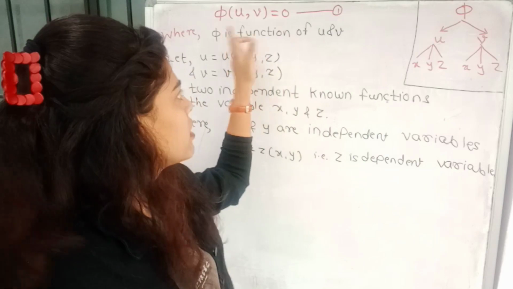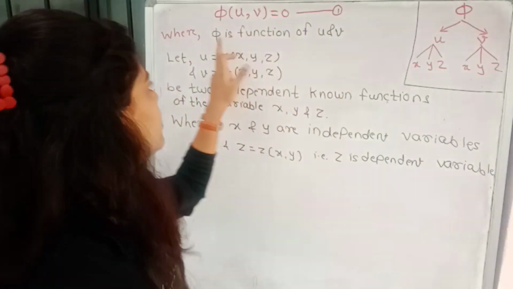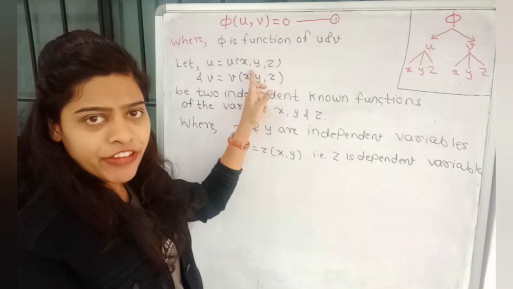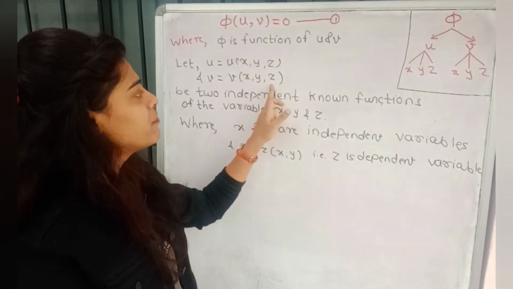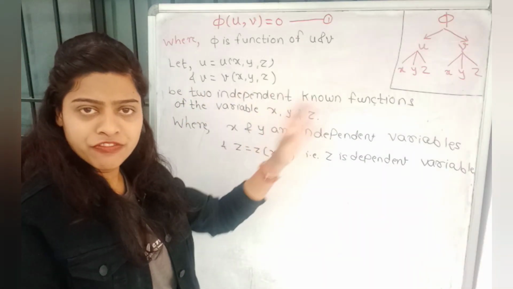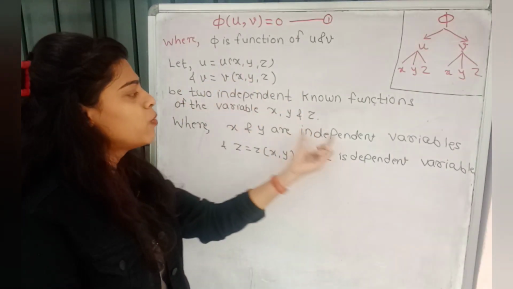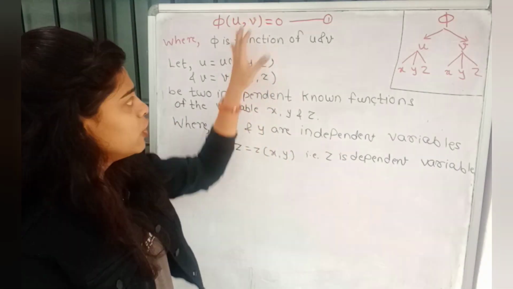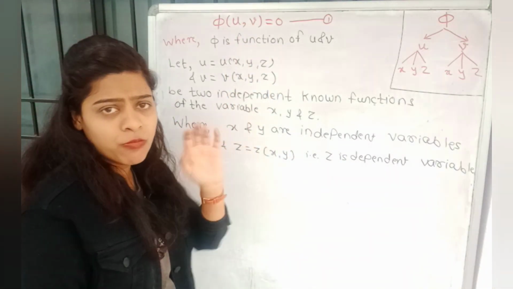We denote this function as equation number 1, where this phi is a function of u and v. Let u is equal to u of x, y, z and v is equal to v of x, y, z. This u and v both are the independent functions. This x and y both are the independent variables. Similarly, z is a dependent variable. So we can define this information by a chart.